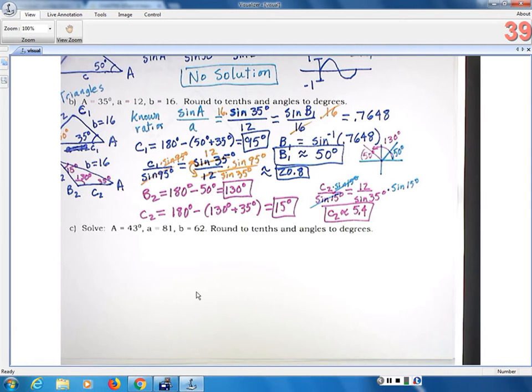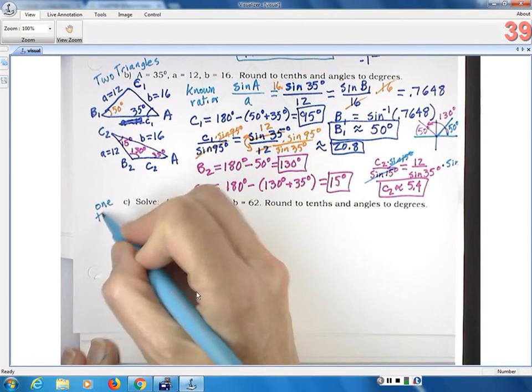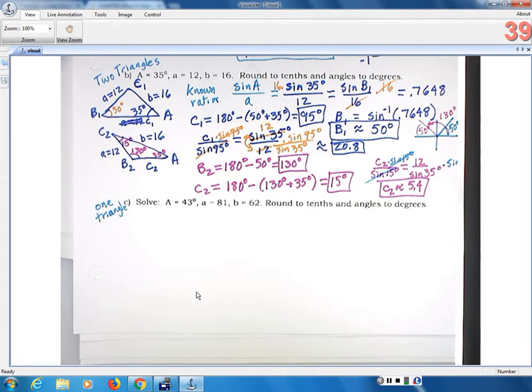Right? Example C, this is one triangle. And you're going to see why it's one triangle when we find the sine of something. There won't be two answers. That's how you know: if you get the sine of an impossible number, no solution. Sine of a number where you can have more than one solution, that would be two triangles. And sine of a number where you can only get one answer, it's going to be just one. And I'll show you that.